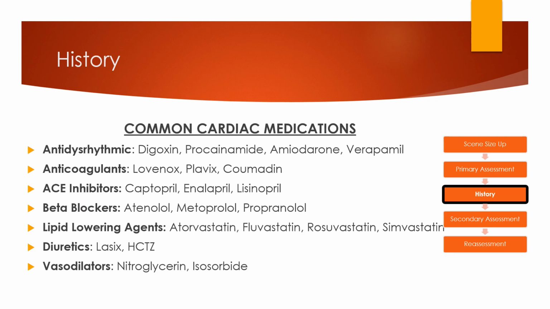All right. Some common cardiac medications that patients may be on. They may be on antidysrhythmics, so things like digoxin. Okay, so digoxin is a cardiac glycoside. It's used commonly for AFib and heart failure. Procainamide and amiodarone are common antiarrhythmics that we see patients on for atrial and ventricular arrhythmias.